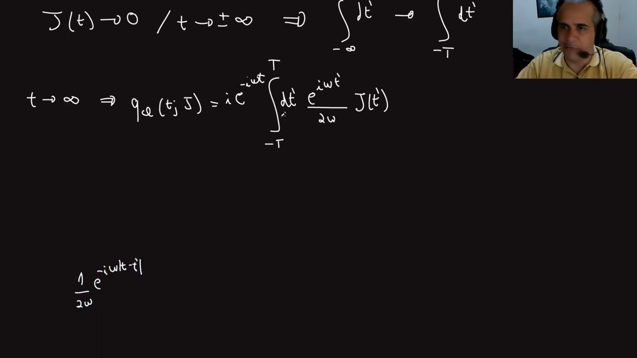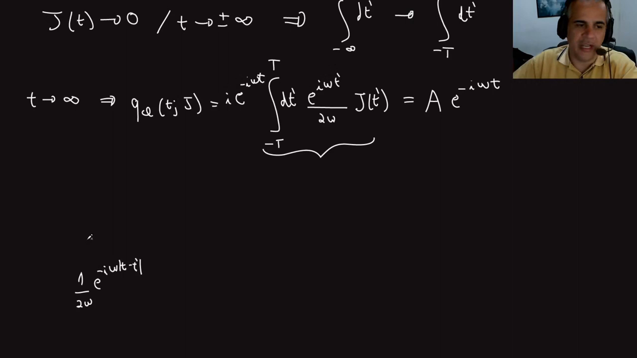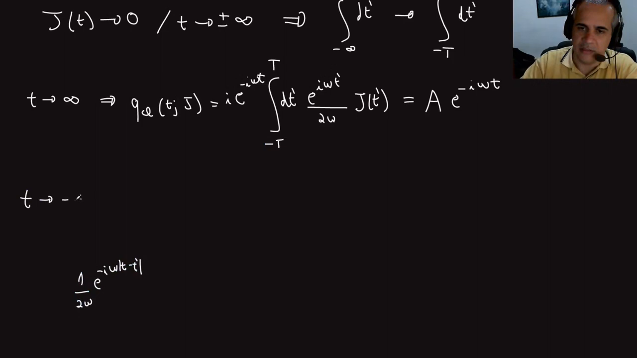Now, with finite integral limits, this is just an oscillatory function. This is a positive number, and this guy is just a function limited within that region. It's just a complex number. I can even include this i in it, and write that this is just an exponential of minus i ω t. So that's how the classical solution will behave for big times. I can do the same for negative times, for the past. If I go into the past, same logic. So q classical of t, j.